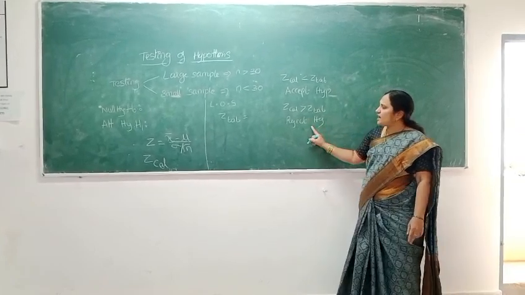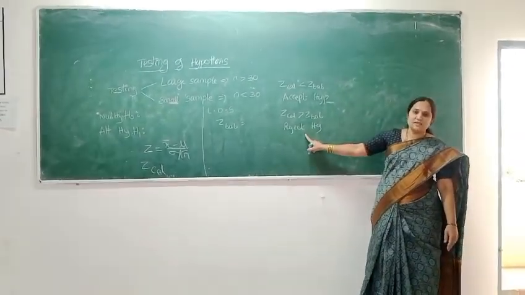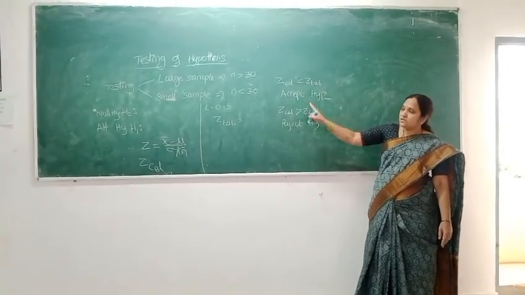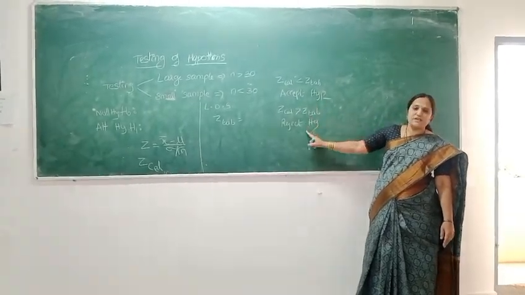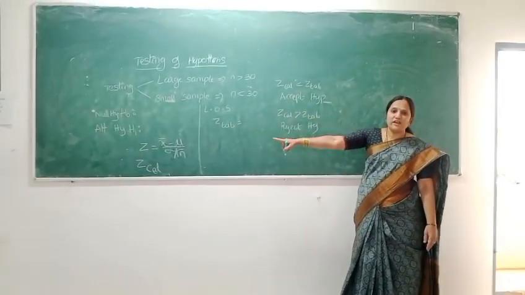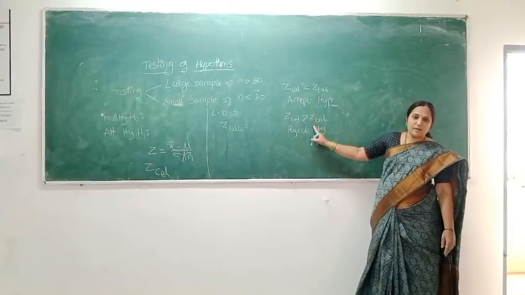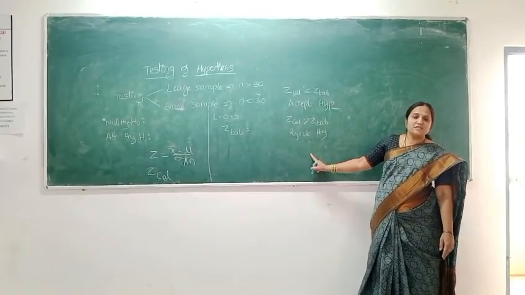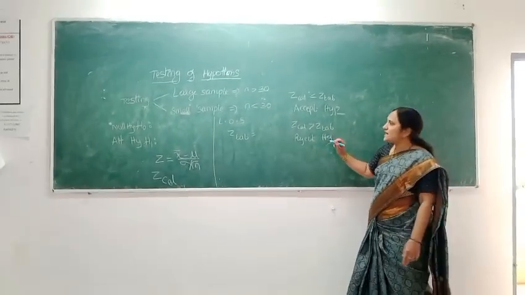In this case we are accepting our alternative hypothesis, and in the other case we are rejecting our alternative hypothesis. So the conclusion is dependent upon these two values. We have to calculate the Z value according to the given data and the Z value from the tabular data, and we have to compare the results to get the analysis of our problem. This is for large samples.